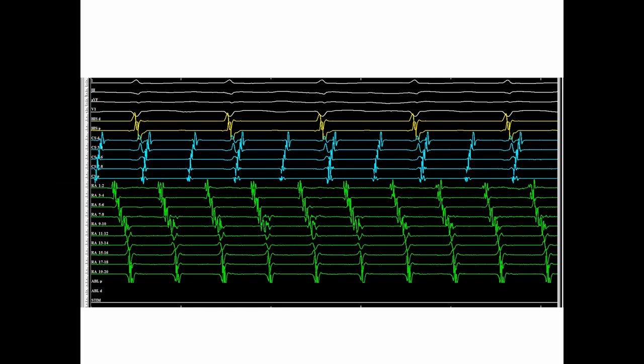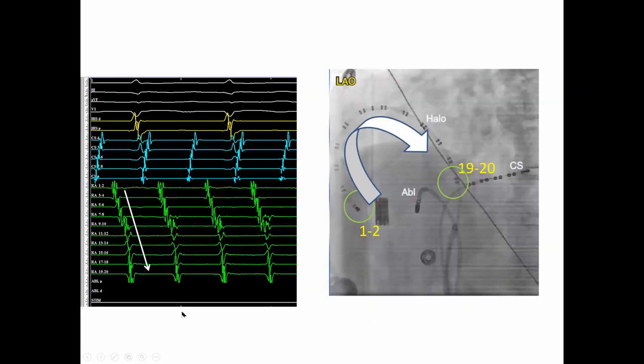These are the EP signals from an atrial flutter case, and you can see surface ECG, His, coronary sinus, and our halo catheter. You can see there's more A's than V's, there's activation CS proximal to distal, and the activation sequence on this halo catheter is from the distal pole back towards the proximal pole. And when we look at that fluoroscopically, you can see that's counterclockwise activation around the tricuspid annulus.